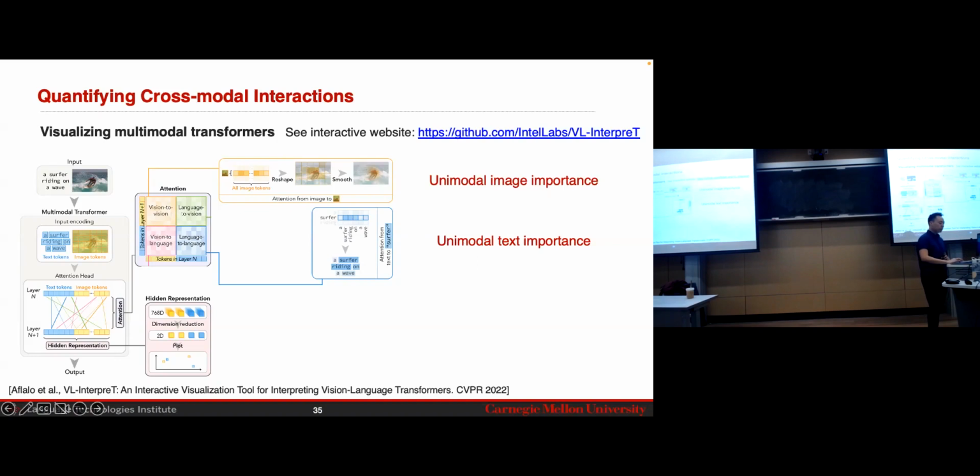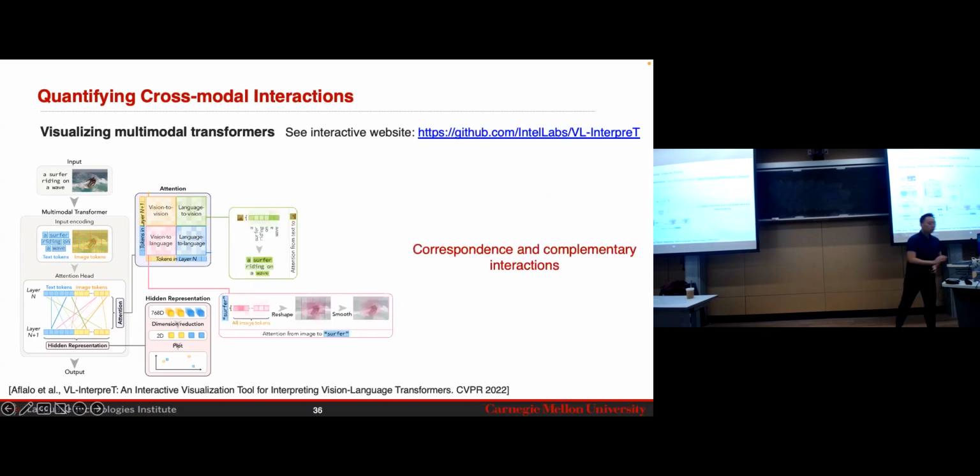And if we just look at the vision-to-vision attention, that basically allows you to highlight unimodally which parts of the image are important, right? The surfer, for example. And likewise in text, which words are important. And then you can start looking at these cross-attention matrices, vision to language and language to vision. And that tells you the correspondences between your two modalities.